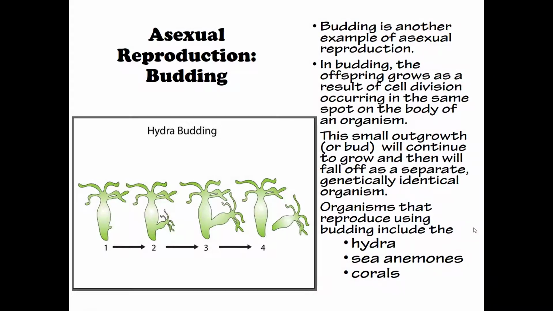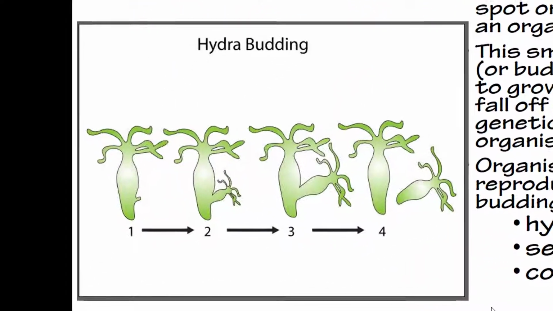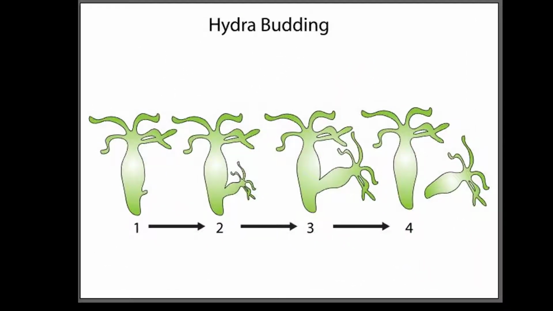Budding is another example of asexual reproduction. In budding, the offspring grows as a result of cellular division occurring in the same spot on the body of an organism. This spot, or this small outgrowth or bud, will continue to grow and then will fall off as a separate genetically identical organism. Organisms that reproduce using budding include hydra, sea anemones, and coral.